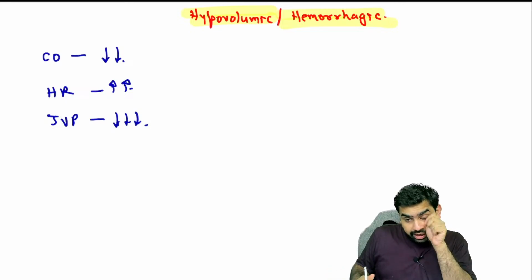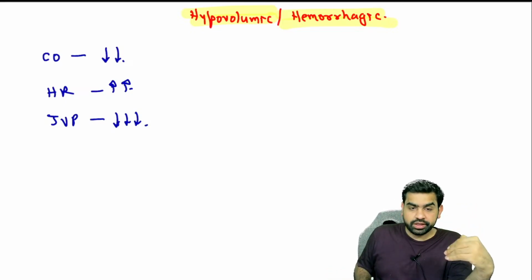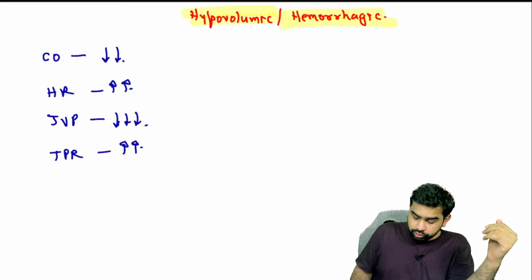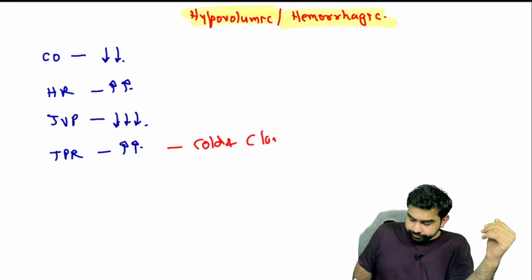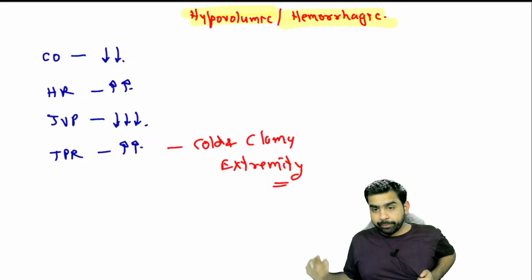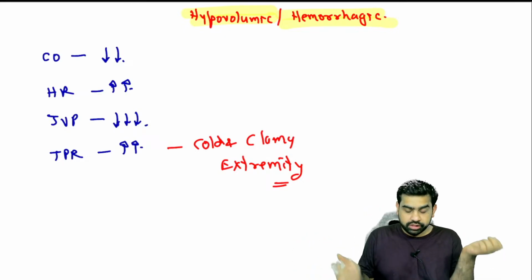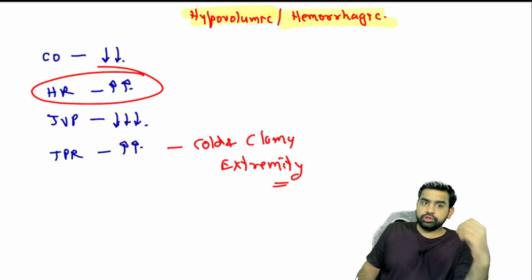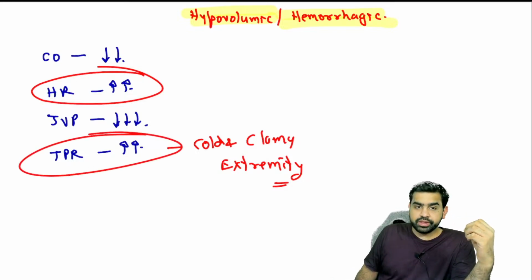What about the pulmonary capillary wedge pressure and all those things? They are going to go down. What about the total peripheral resistance? It is going to go up, and because of this we have cold and clammy extremities. Whenever there is a state of shock, sympathetic overactivity happens, and because of it the heart rate goes up and the total peripheral resistance goes up.